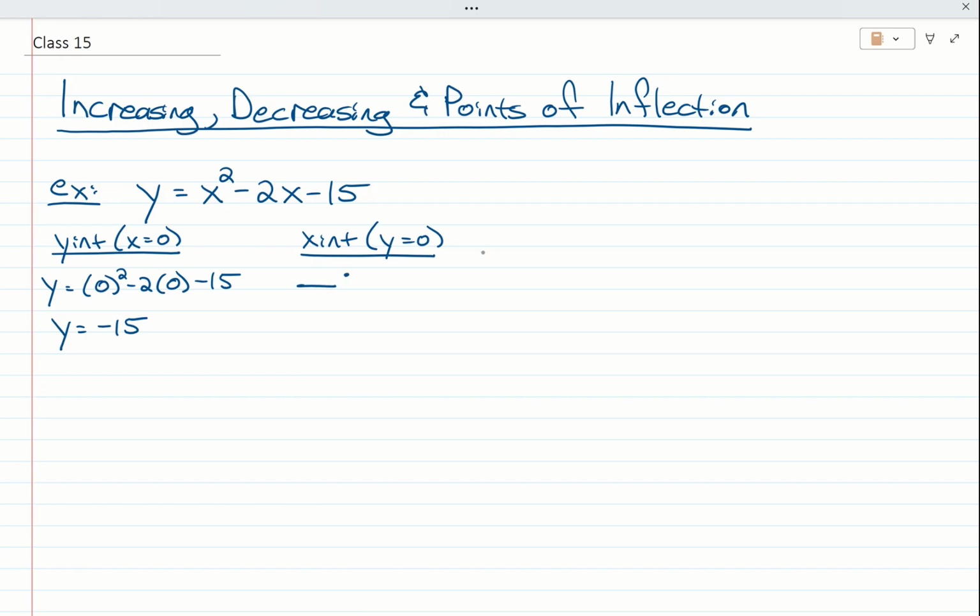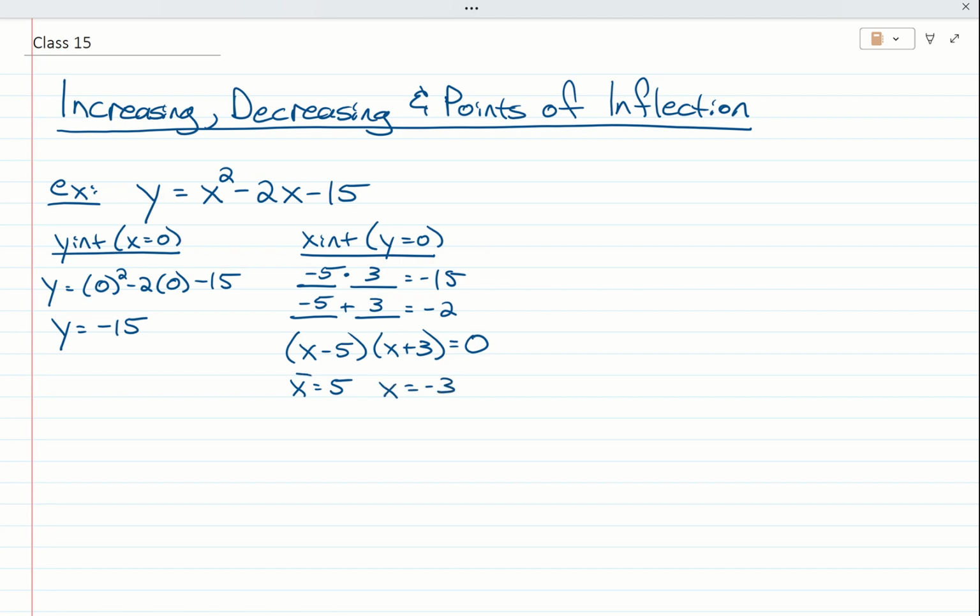Numbers that multiply to be negative 15 and add up to be negative 2 would be negative 5 and positive 3. So this problem does factor. It would factor to be x minus 5 and x plus 3. When we get the x-intercepts, remember y is equal to 0. So x would equal 5 and x would equal negative 3. Those are our x-intercepts.